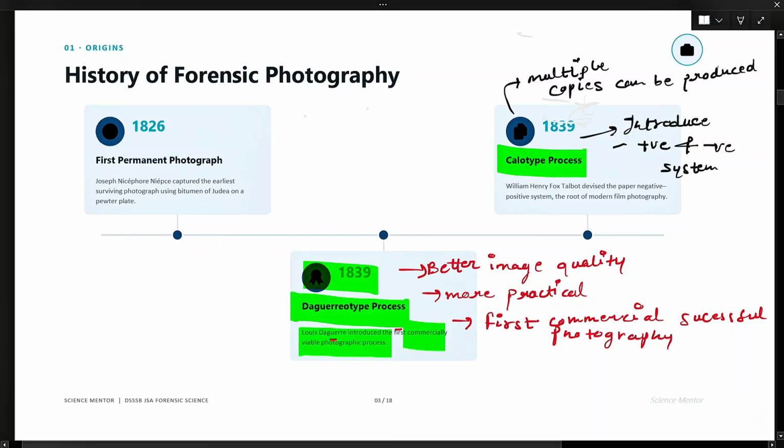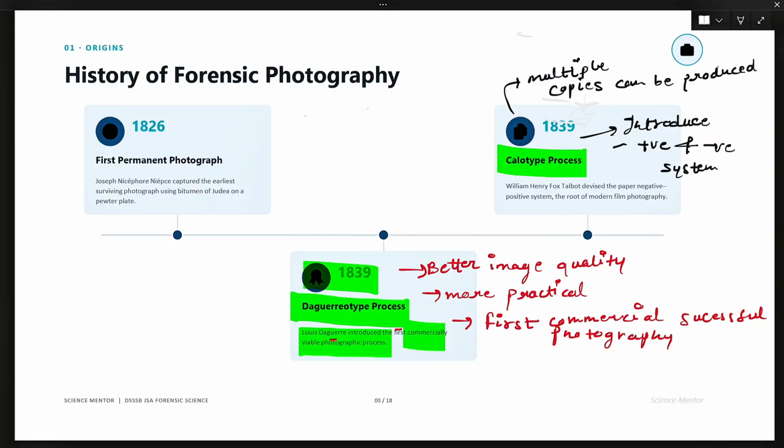So why does it matter? Think about forensic investigation. Suppose the police have only one photograph of a crime scene. If that single photograph is damaged, an important piece of evidence may be lost. Now imagine having multiple identical copies. One can be preserved in records, another can be sent to the forensic laboratory, another can be presented in court. So Talbot's contribution eventually made this idea possible.